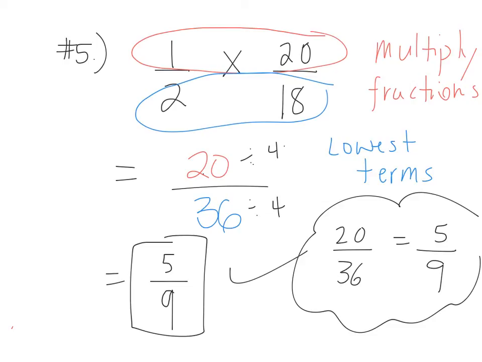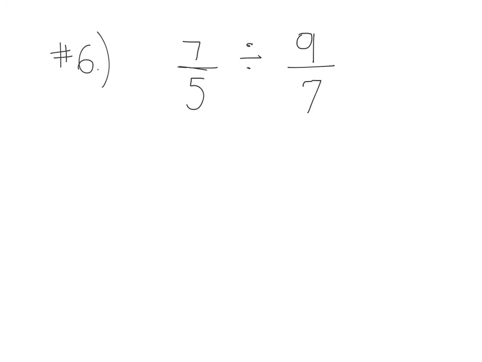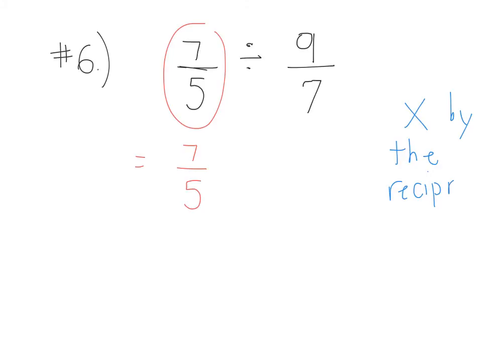Now I'm going to do one more question to show you how to divide fractions. When you divide fractions, the first fraction stays as 7 over 5, and what you do is you multiply by the reciprocal. Do you guys remember what this word means? No. You haven't learned this yet? No. Okay, so instead of writing 7 over 5 divided by 9 over 7, I'm going to write 7 over 5 times the reciprocal of this. Do you know what a reciprocal is?